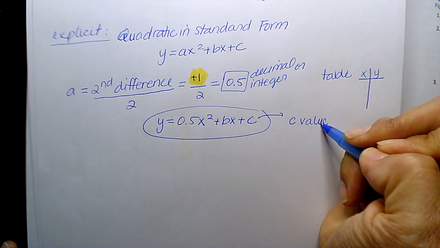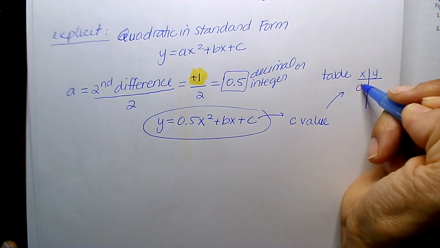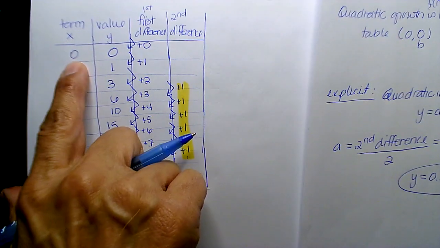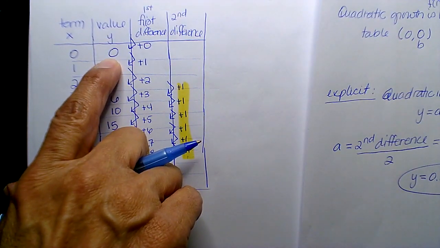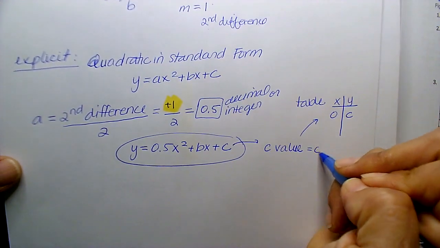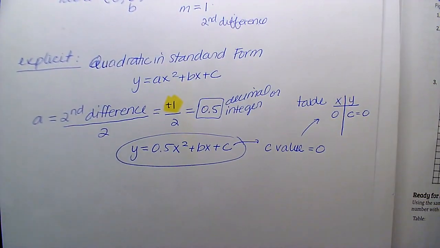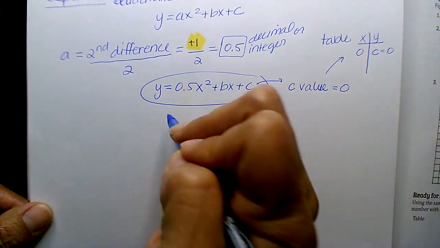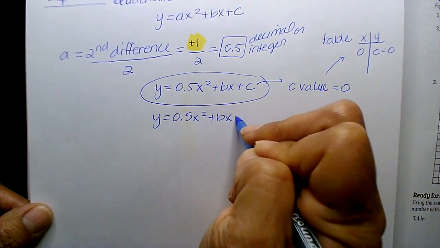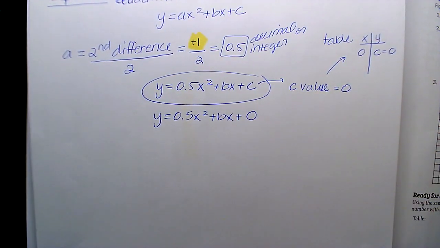Go to the table, and it's 0, and it's whatever that number is that correlates to it. So if I look at my table, 0, 0. So my C is 0. This C value is 0 because that's what it is on the chart. So now, since I know my C value is 0, I have this done. And now all you need is the B. And the B is where you have to substitute and solve.